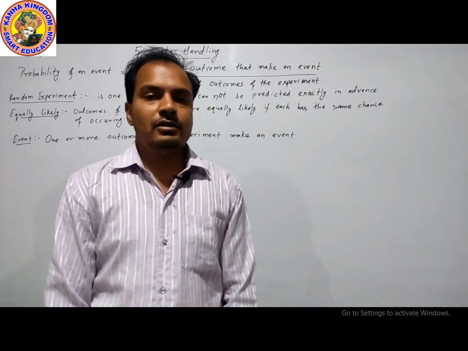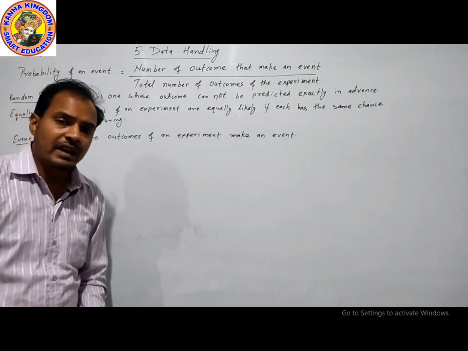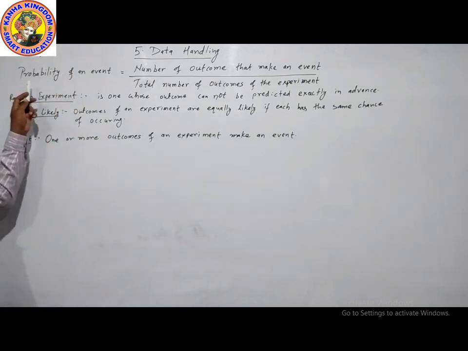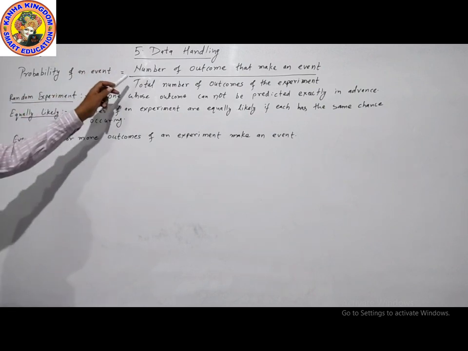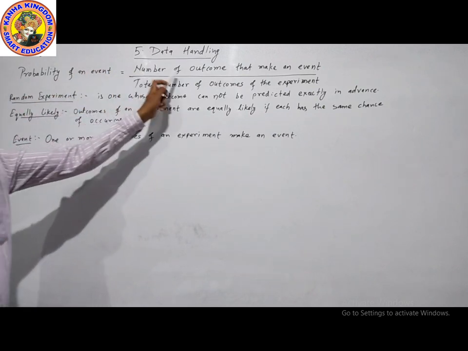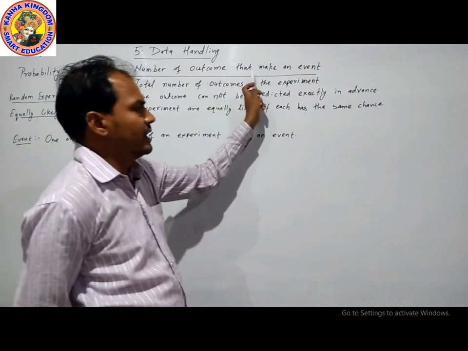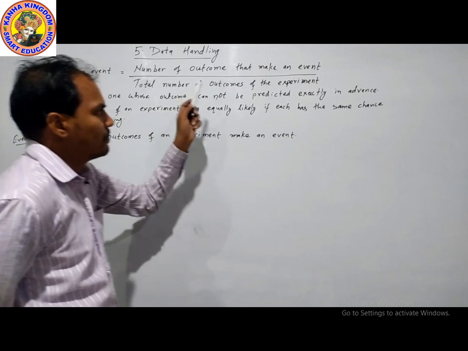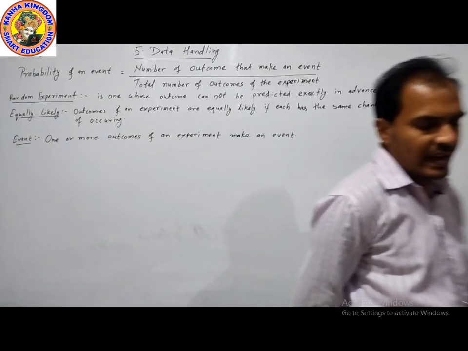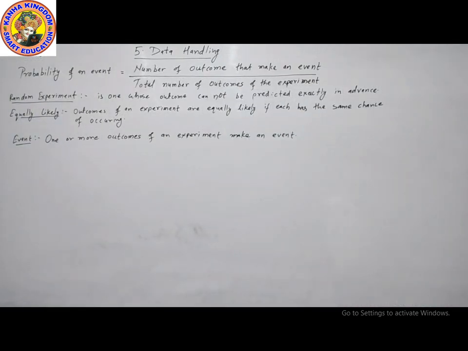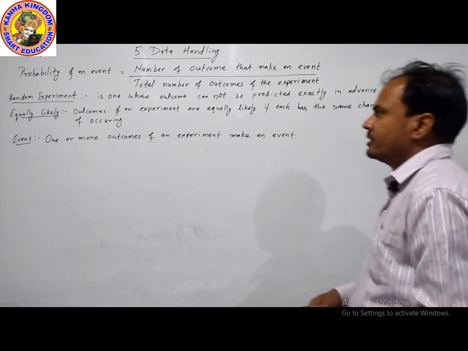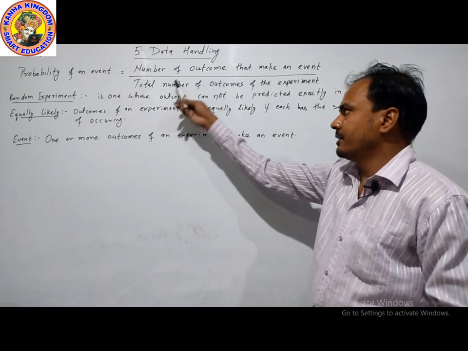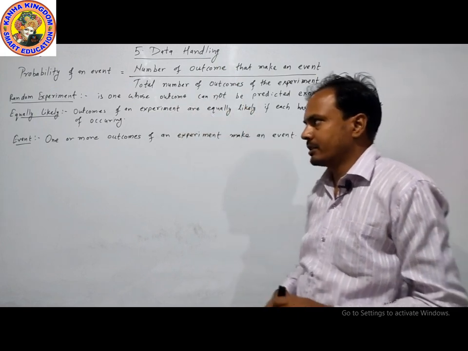Dear students, our next topic is probability. The formula of probability is equal to number of outcomes that make an event divided by total number of outcomes of the experiment. This is our formula. Number of outcomes in an event divided by total number of outcomes.